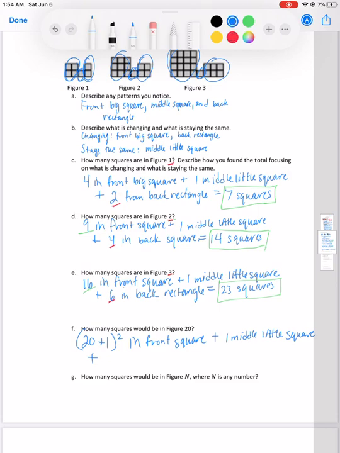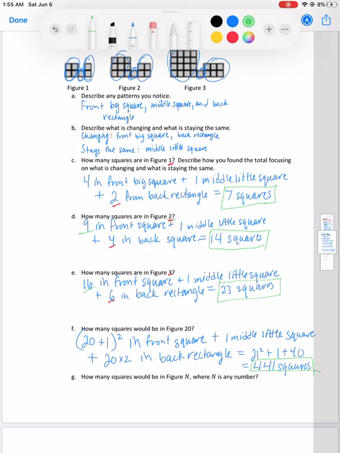Okay, so to recap on that one, the back rectangle is I'm going to take my figure number and multiply it by 2. So we take 20 times 2 in the back rectangle. Okay, and what you have is 20 plus 1 squared is 21 squared, plus 1 plus 40, which is equal to, let's see what 21 squared is. We get 441 squares. Okay, so that's how we get that one for the 20th figure.